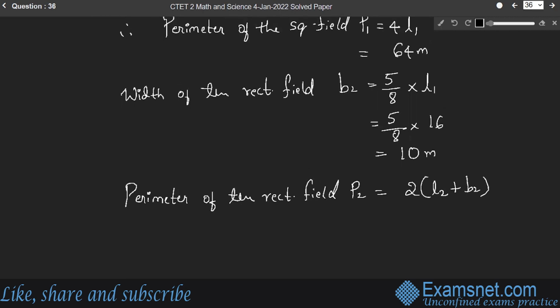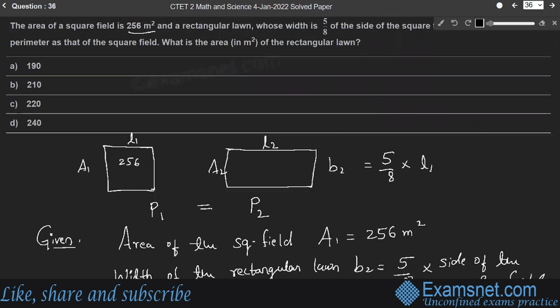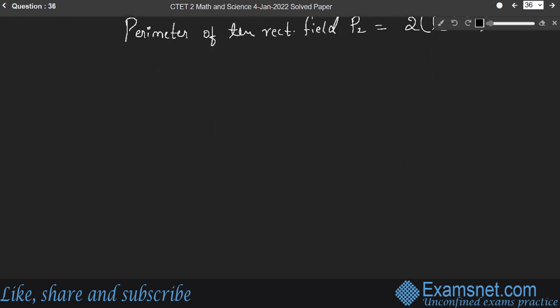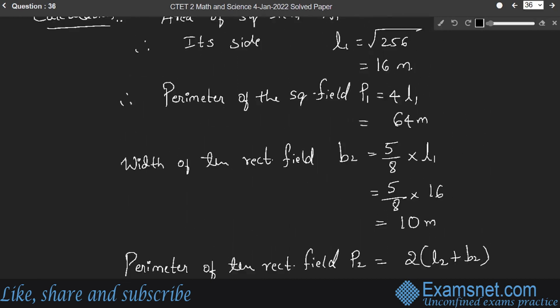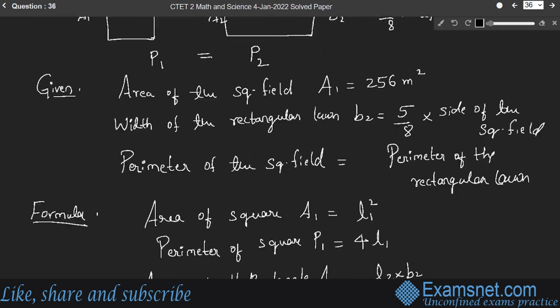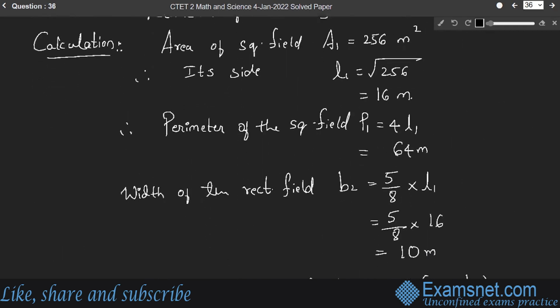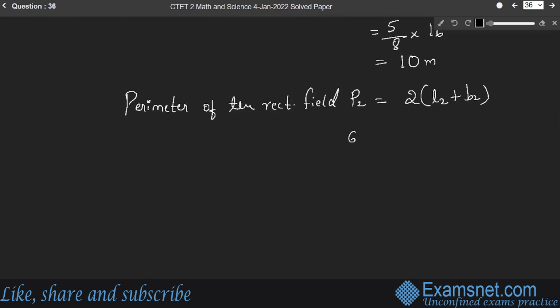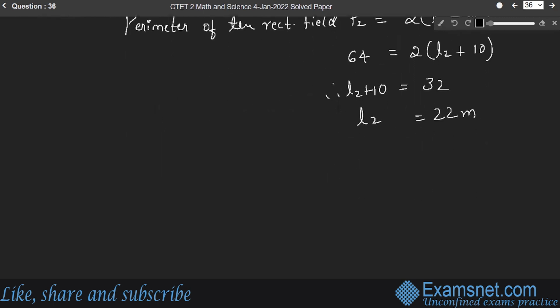And given that perimeter of the square field is equal to that of rectangular field. Therefore, perimeter of square field is 64 meter. 64 is equal to 2 times length plus breadth, which is 10. Therefore, L2 plus 10 is equal to 64 by 2, that is 32. L2 is 22 meter. Now we know the value of length and breadth of the rectangular lawn.